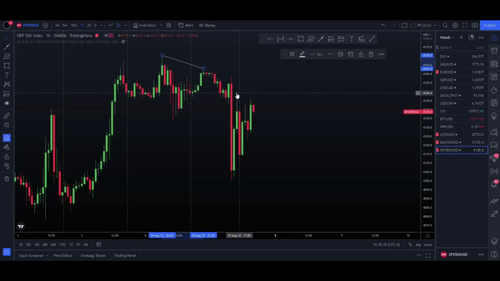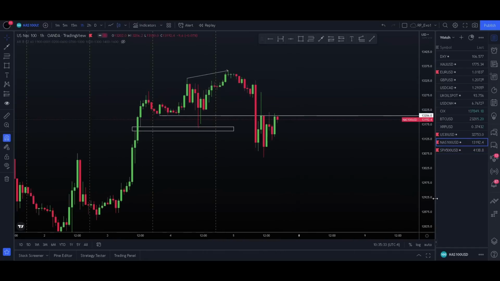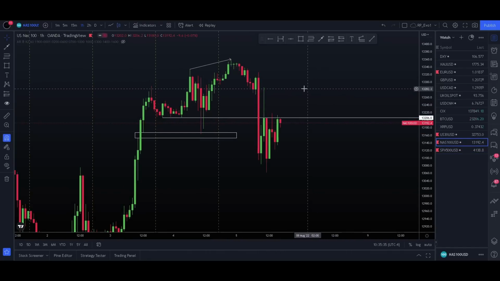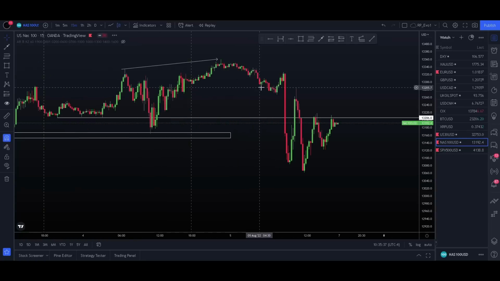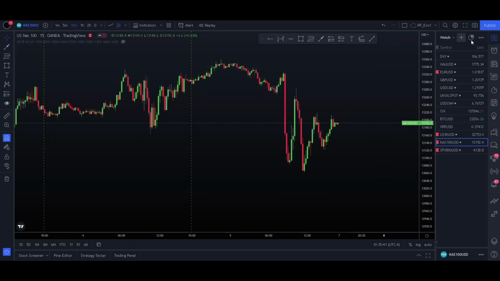And then price, of course, went lower, and Nasdaq was the weaker one. So ICT teaches you to short the weaker index, or the opposite: if it made a higher high, you would go in on the stronger index. All right, so that's how most people understand ICT SMT. Okay, so let me remove this.